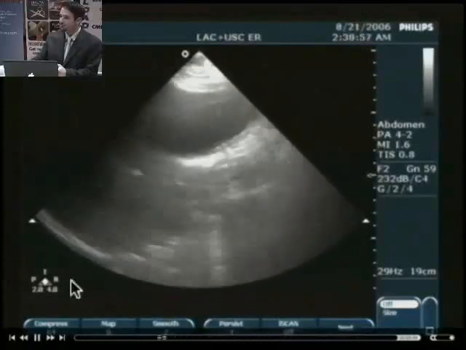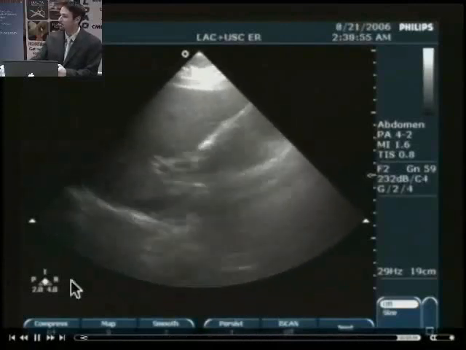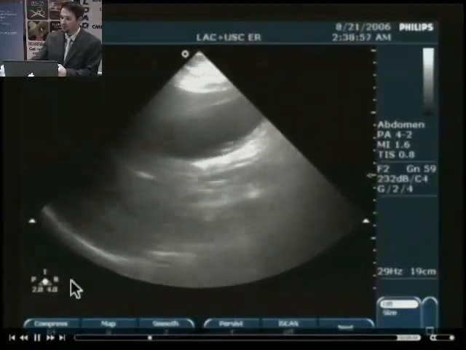So that also illustrates how important it is to visualize the entire gallbladder if you're concerned with stones. That's the reason for the symptoms.